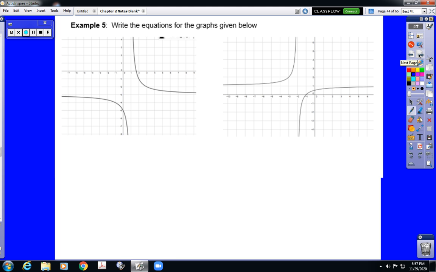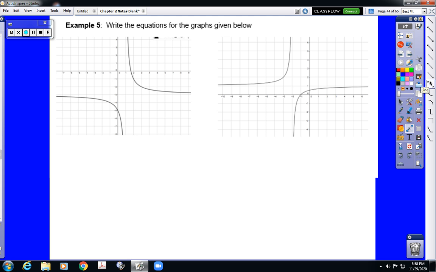Okay, example 5 goes the opposite direction. It asks us to write equations for the given graphs. So the big part here is we need to identify the h and the k values. What we need to do is go into this graph and ask ourselves, what is it approaching?